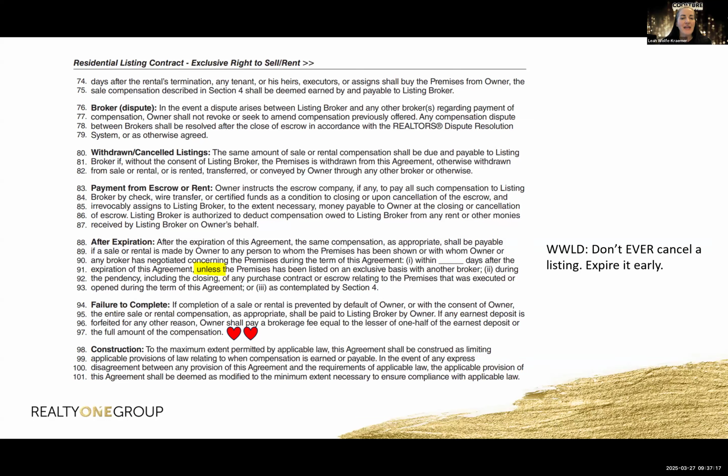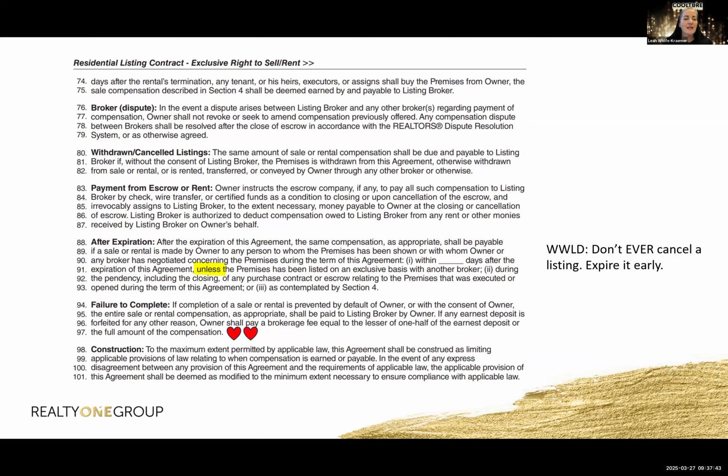Owner instructs the escrow company, if any, to pay all such compensation to listing broker by check, wire transfer, or certified funds as a condition to closing, or upon cancellation of the escrow, and irrevocably assigns to listing broker, to the extent necessary, money payable to owner at the closing or cancellation of escrow. The reason that cancellation of escrow is in there is for the 2 little hearts that you see down at the bottom. So we'll cover that in a minute, but keep that in mind.